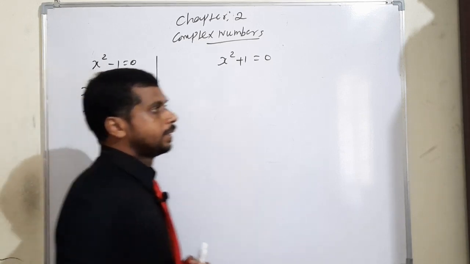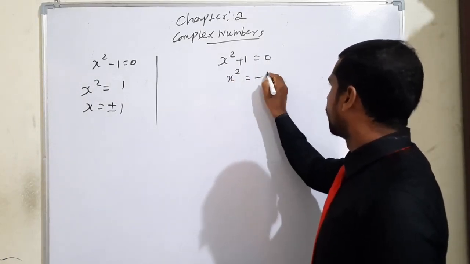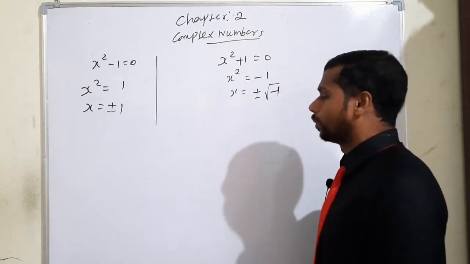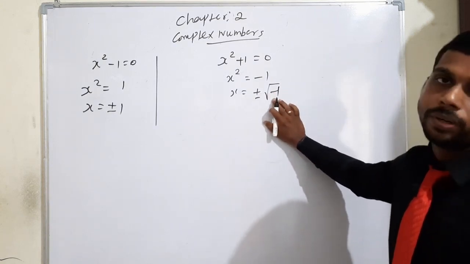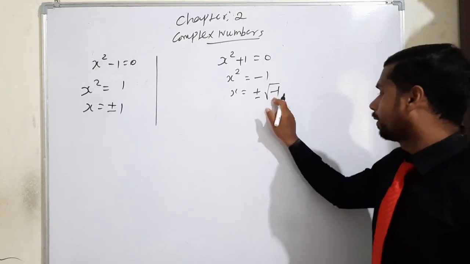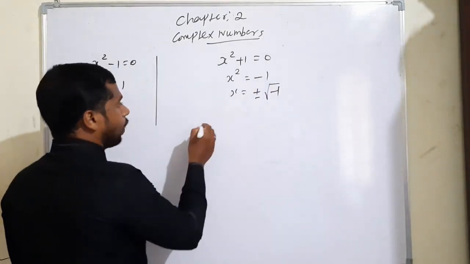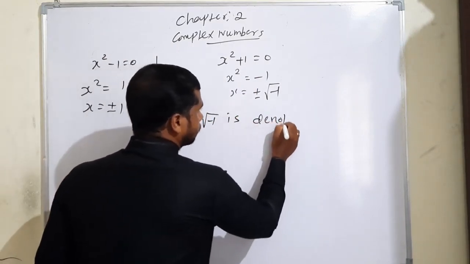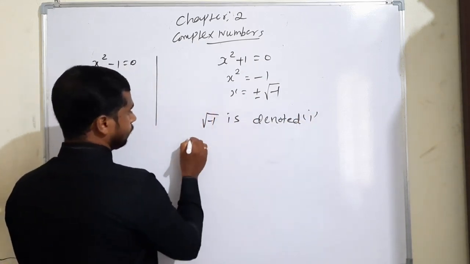But here x square plus 1 is there, so bringing plus 1 to the opposite side gives minus 1. Definitely x is equal to plus or minus square root of minus 1. So definitely x does not meet any point, and it won't draw a graph, not possible. That is why we are considering this type of result, i. Root of minus 1 is denoted as i. What is the name of i? Imaginary.